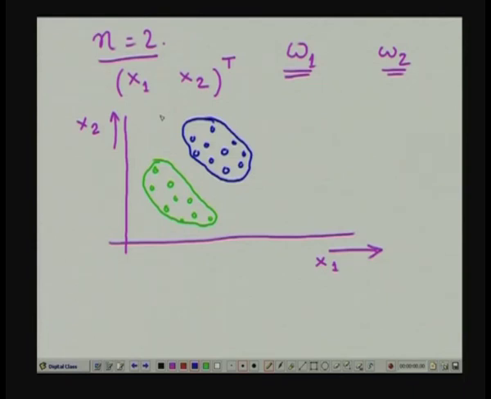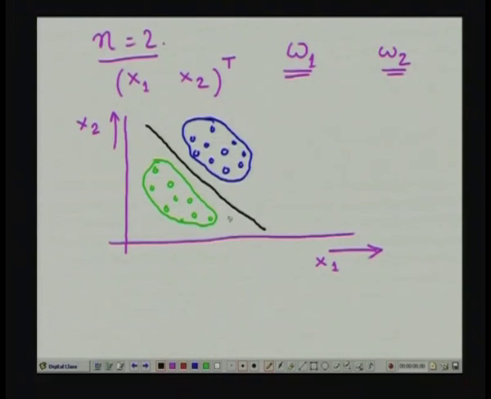Now, given such a situation, it is possible that I can design or find a line separating these two regions. Now, design of the classifier means I have to decide what should be this line which demarcates between the feature vectors of the objects belonging to class omega 1 and the feature vectors of the objects belonging to class omega 2.